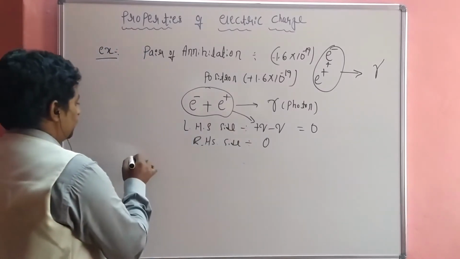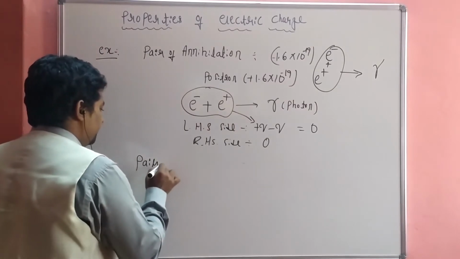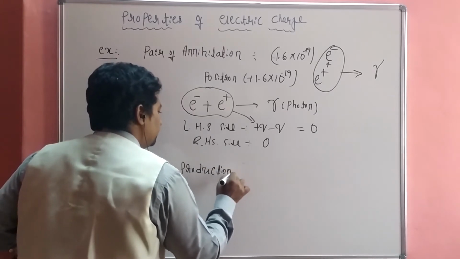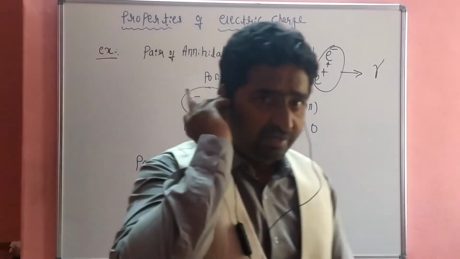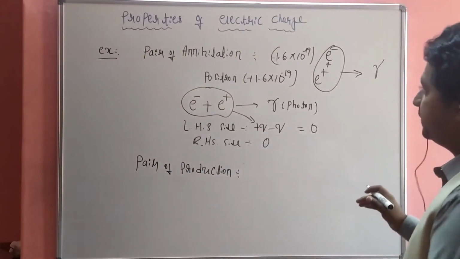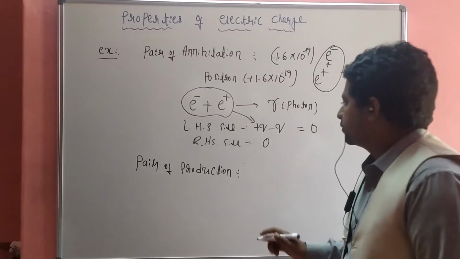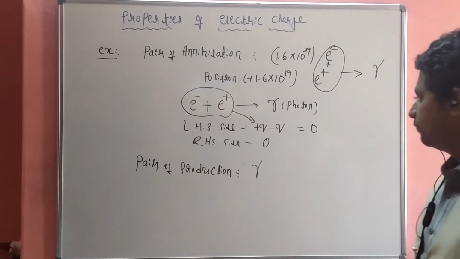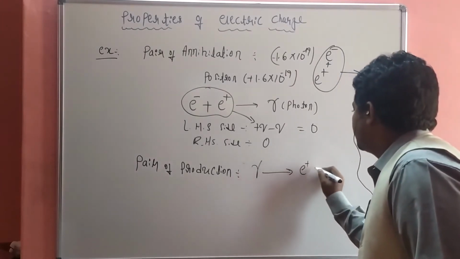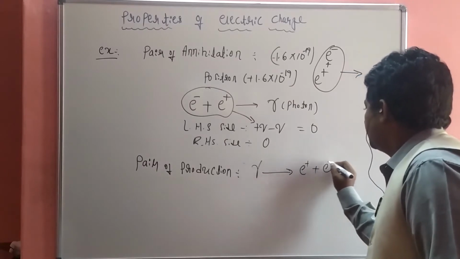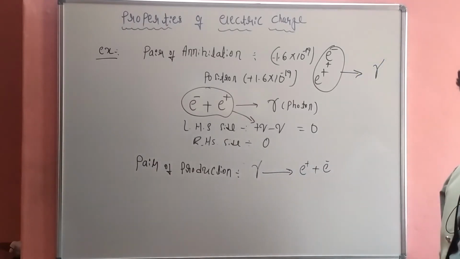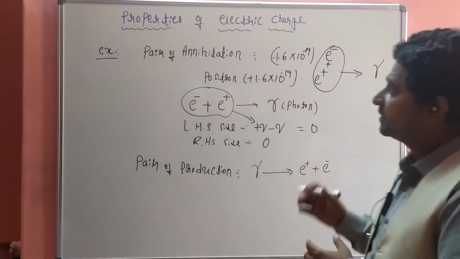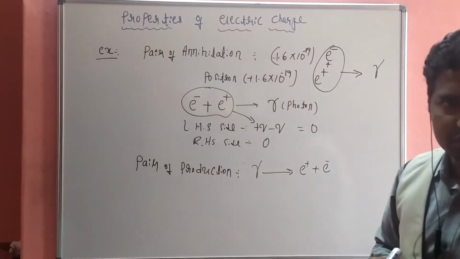So let's take another example, that is called pair production. So what is pair production? It is the reverse process of pair annihilation. The annihilation process is already studied. So pair production means this photon produces an electron and a positron. This process is called pair production. This is the best example for charge being conserved.